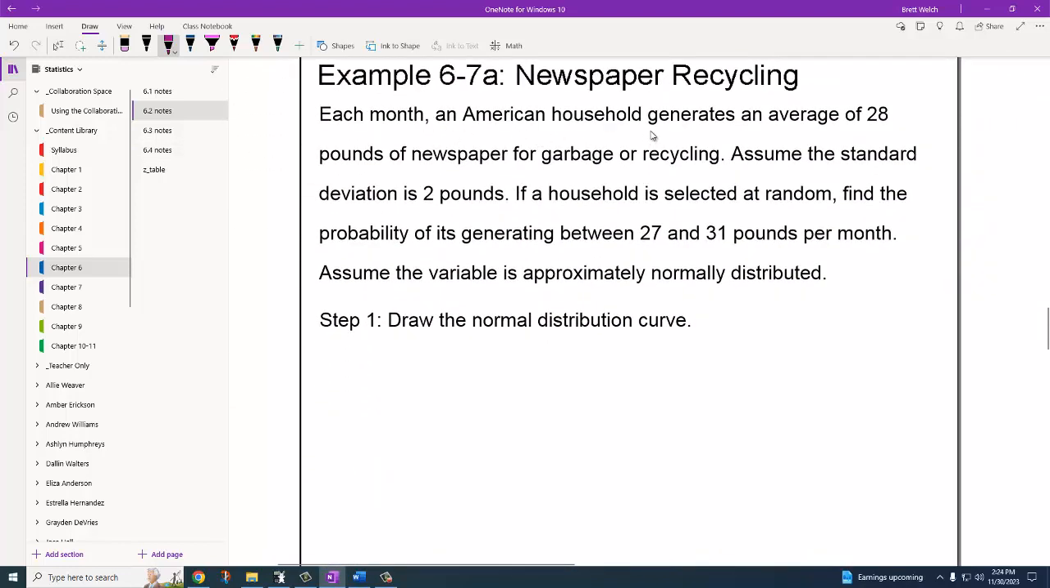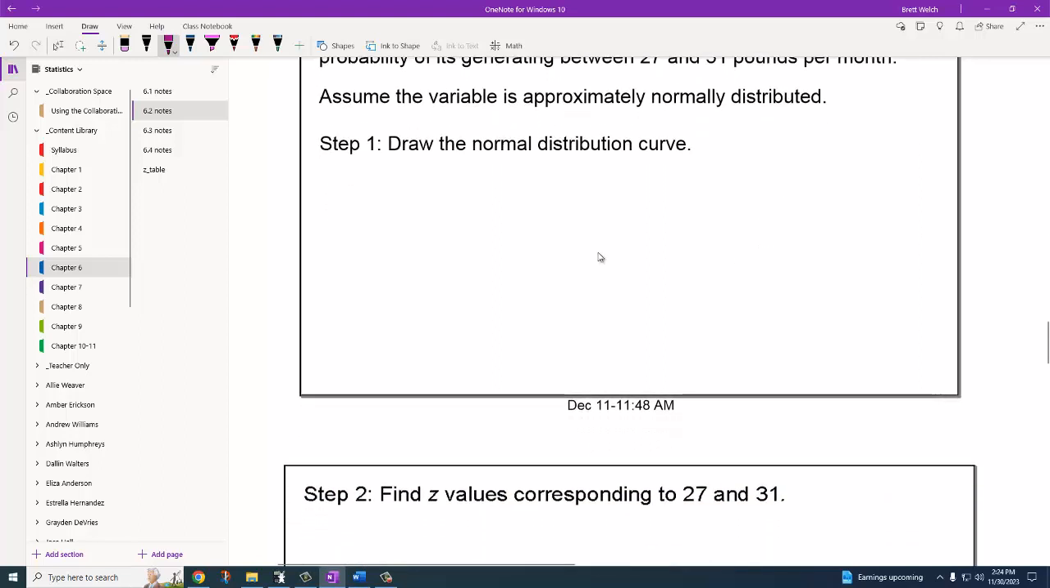Next: each month an American household generates an average of 28 pounds of newspaper for garbage or recycling. We assume that the standard deviation is 2 pounds. If a household is selected at random, find the probability that it generates between 27 and 31 pounds per month. Assume it's normally distributed. Again, we start by drawing ourselves a basic curve to do our thinking with. Right in the middle is 28.